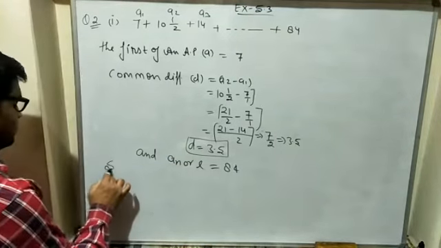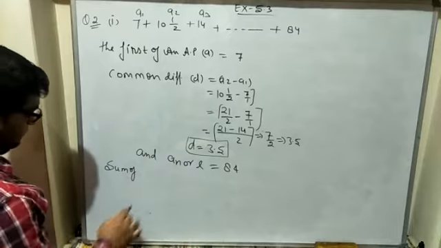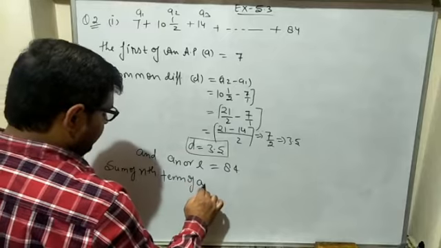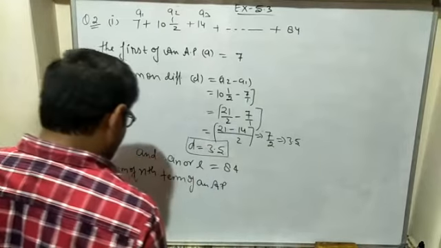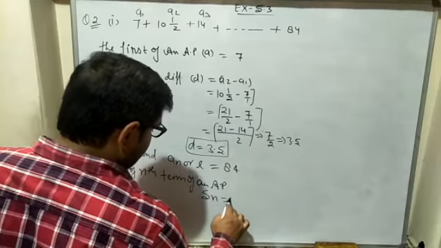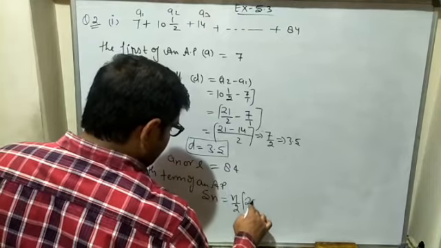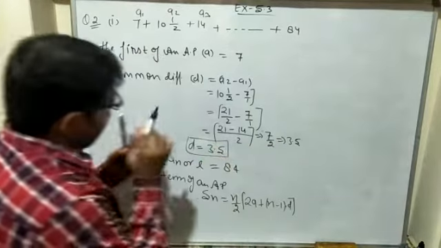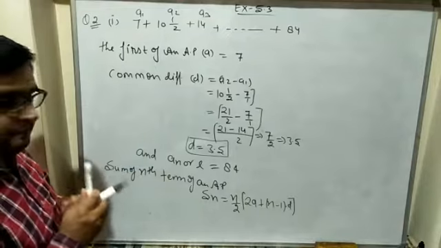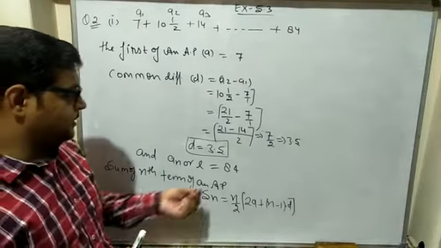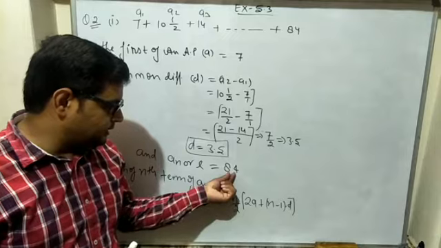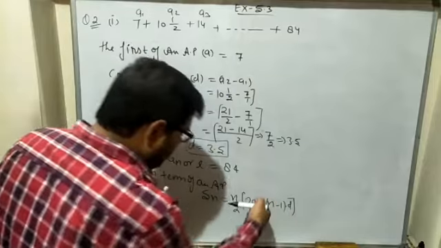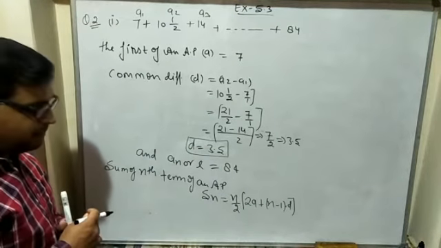So we write down the sum of the nth term of an AP. That formula is Sn equal to n by 2 into (2a plus (n minus 1) into d). Now I observe that we have a, we have d, and we also have 84, that is the an. So why are we applying this formula?